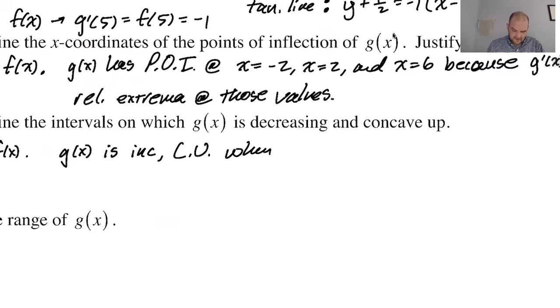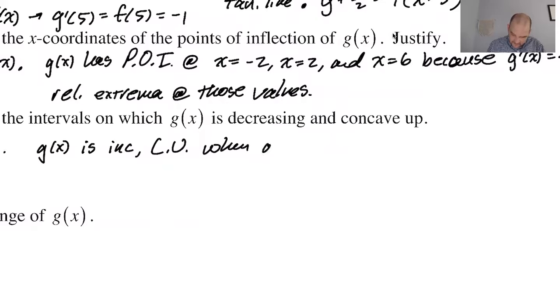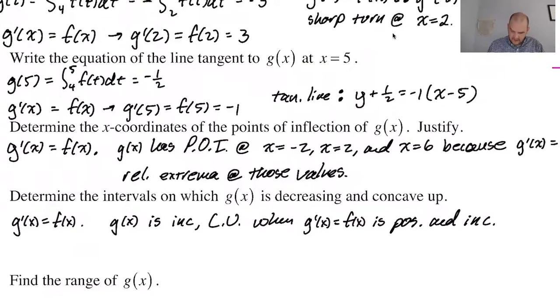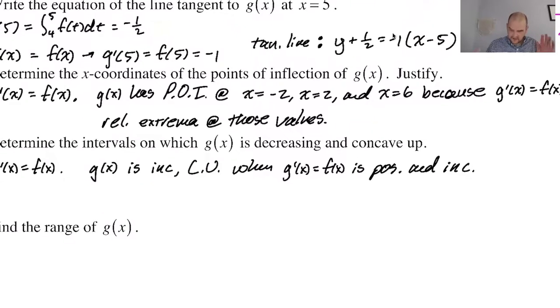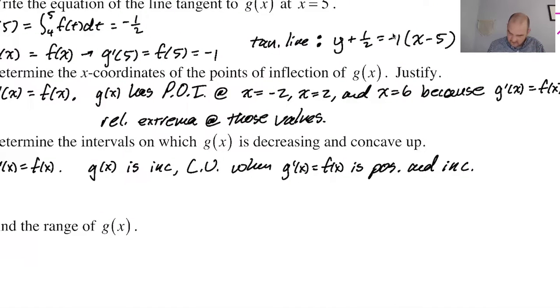So I'm going to say g of x is increasing concave up when g prime of x, which equals f of x, is positive and increasing. Okay, so now let's find where... Oh, sorry, decreasing. So decreasing, we need f prime to be negative. So if g of x is decreasing, it means f prime is negative. If g of x is concave up, it means that f prime is increasing. So we need negative increasing.